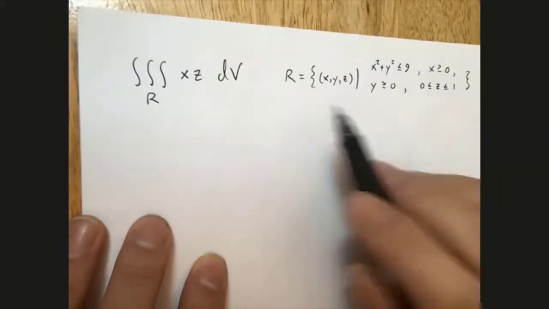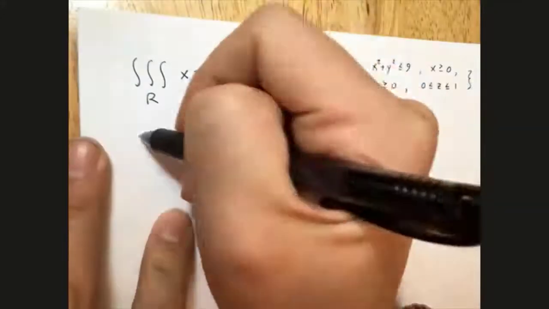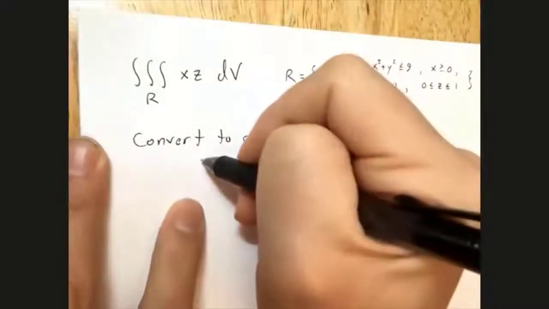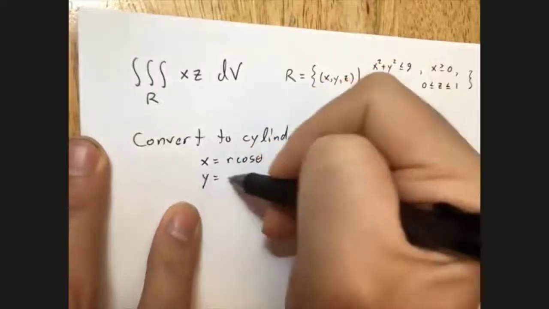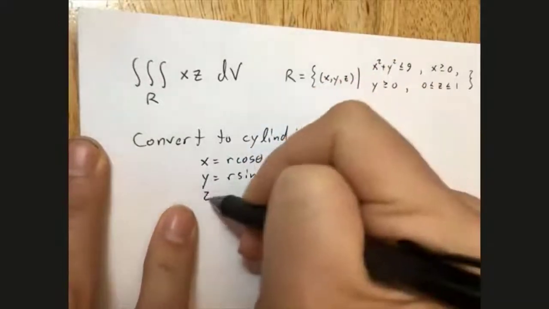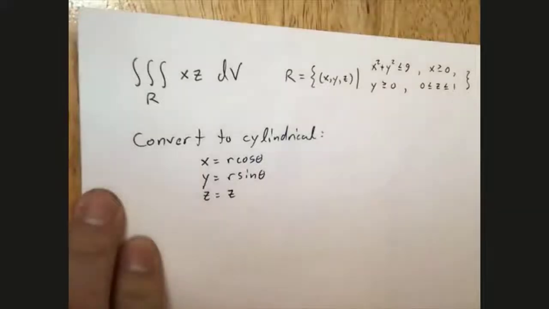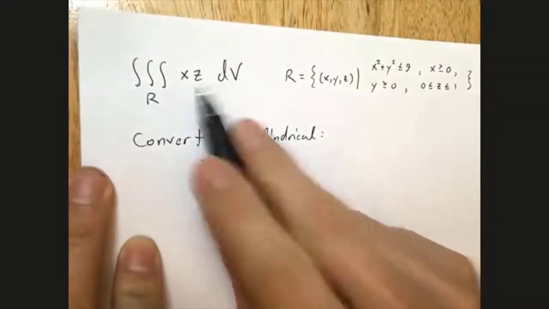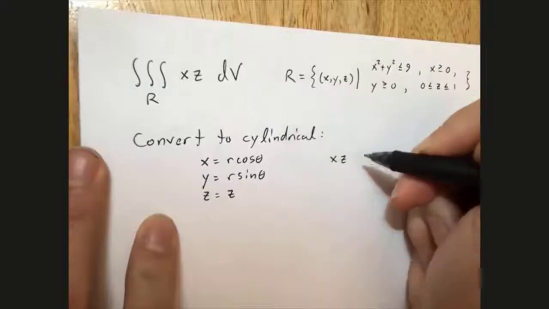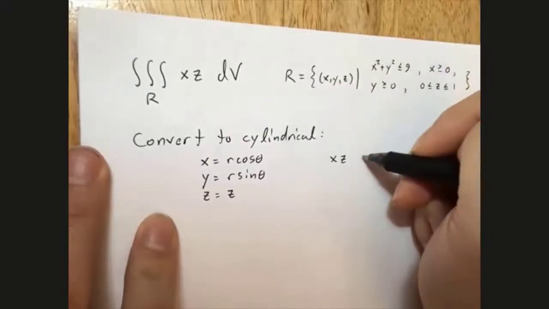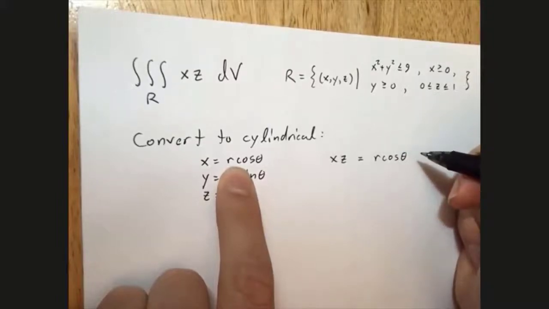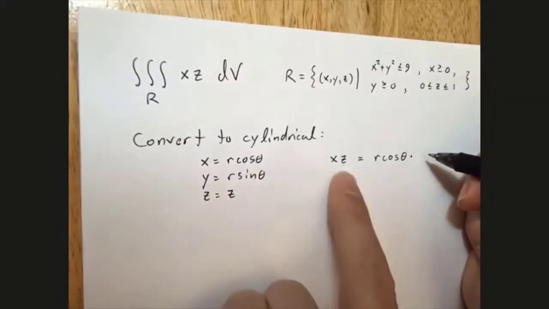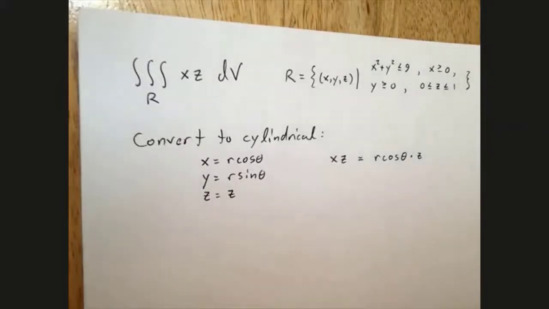So what we're going to do is convert everything to cylindrical. So remember our formulas. x equals r cosine theta, y equals r sine theta, and z is just going to stay z. Okay, so what does this thing become? Well, xz, our integrand, that's what we call the thing that we're integrating, is going to become r cosine theta times z, since z stays z. Okay, so that's what this thing is going to become.